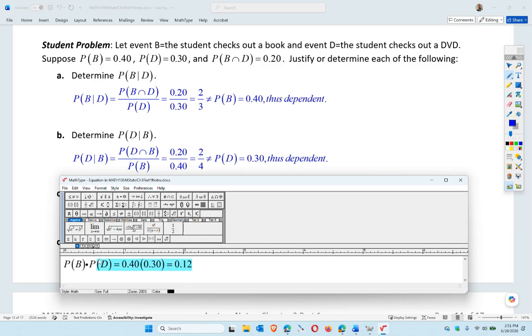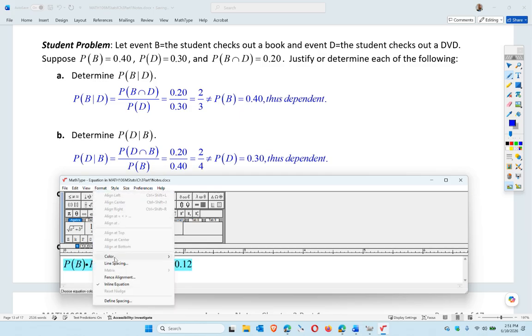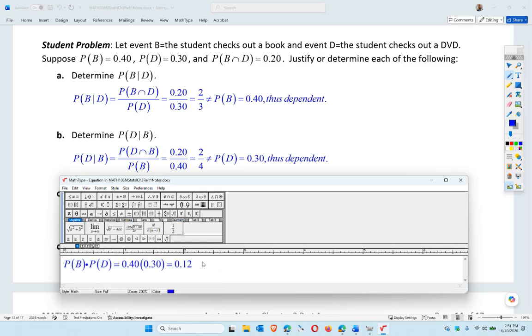Okay. So we're using the third rule, which is the product rule for independence, correct? So the question is, does that equal the probability of B and D? Well, the probability of B and D is given to us. That's 0.20, right? Well, I'm pretty sure that doesn't equal 0.20, so that's not equal, correct? So if those are not equal, thus dependent.